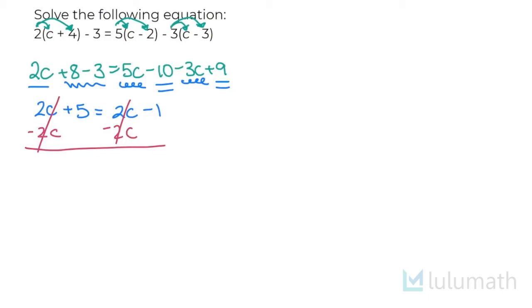Now be careful, because a common mistake that I'll see is people will say, oh, the 2's cancel out, but we still have a c left over. So I'm going to say c plus 5, which is not correct, because 2c minus 2c is 0c, and this c right here is saying that we have 1, which means that we're saying that 2 minus 2 is equal to 1, which is not true.